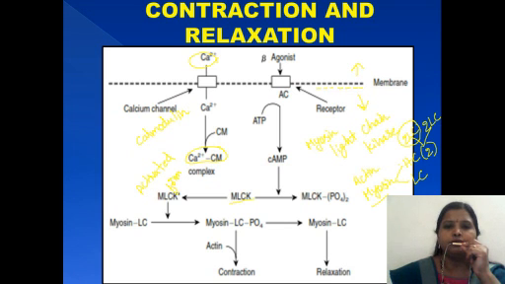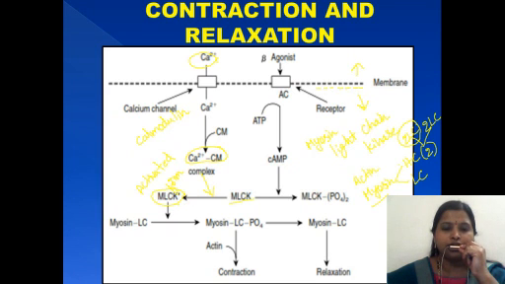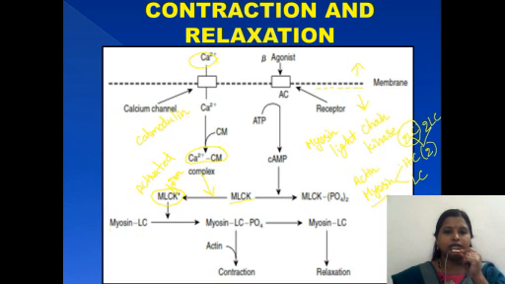As MLCK is converted to the MLCK activated form, this happens in the presence of the calcium-calmodulin complex only. Without the calcium-calmodulin complex, there is no activation of the myosin light chain kinase. This is the second important step in the contraction. The activated form of the myosin light chain kinase again helps in the conversion of this myosin light chain. LC stands for light chain.